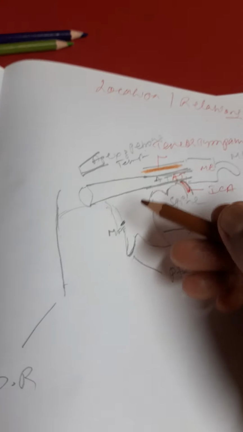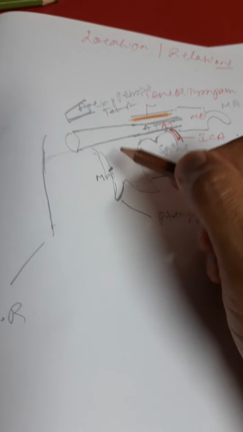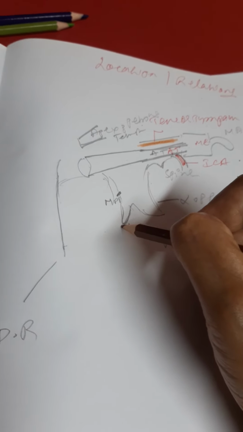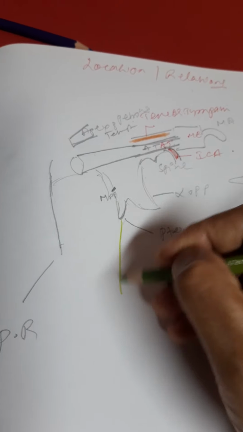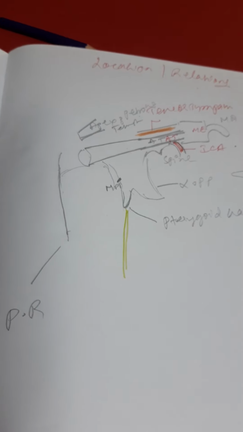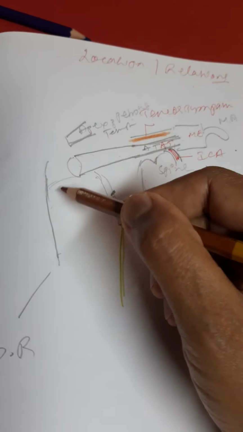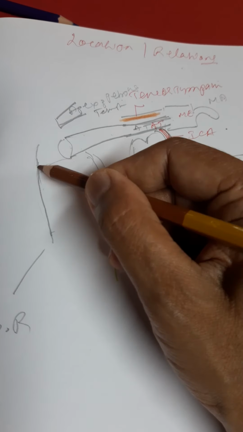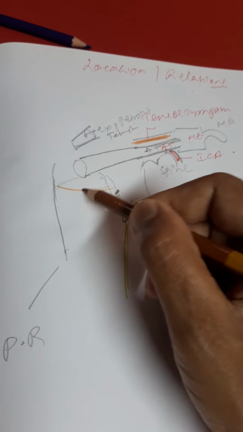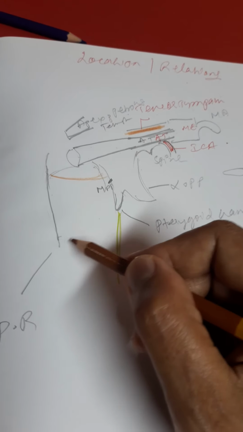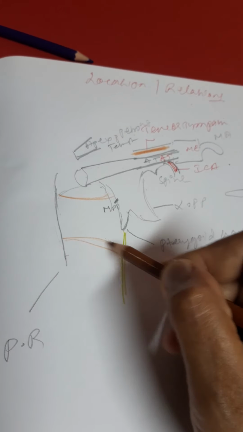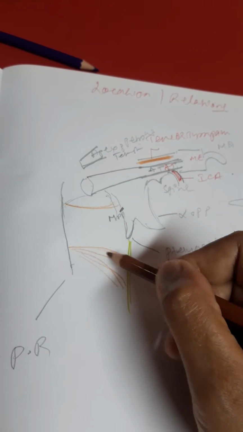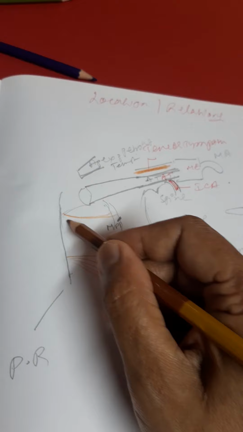We know the superior constrictor muscle takes origin from the posterior border of the medial pterygoid plate, pterygoid hamulus, and then pterygomandibular raphe, which runs from the pterygoid hamulus towards the mandible. So now let us draw the superior constrictor muscle. Here it takes origin from the posterior border of the medial pterygoid plate and from below, extending till the pterygomandibular raphe. So this is your superior constrictor muscle.